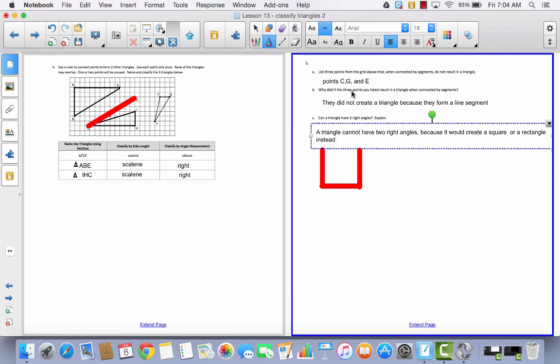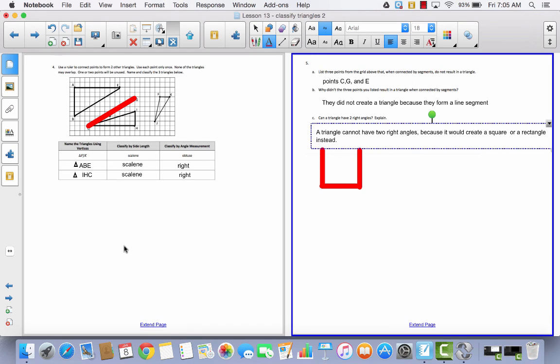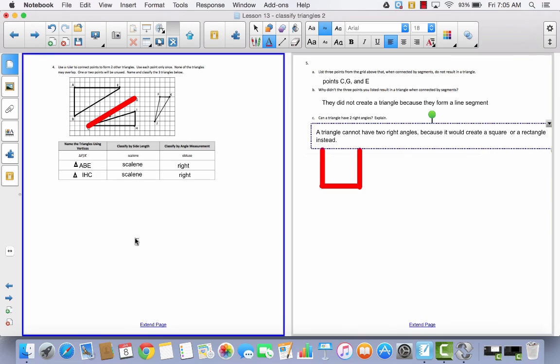Okay, so remember there was a lot to learn today. Whenever you get ready to do your exit slip, come back and look at your practice sheet and look at your problem set, and hang on to those papers because you might need them in the future.